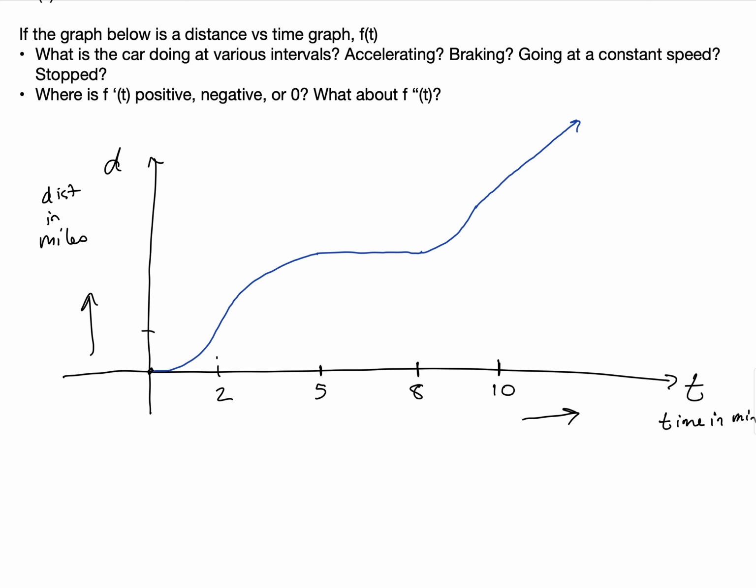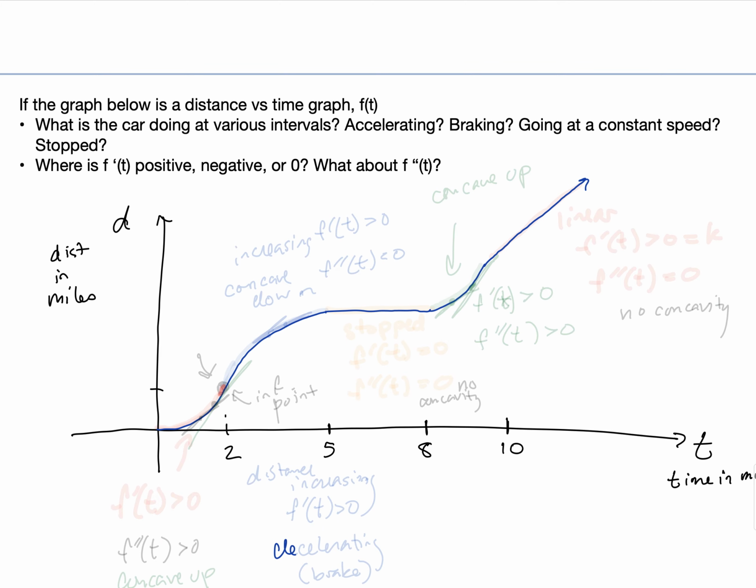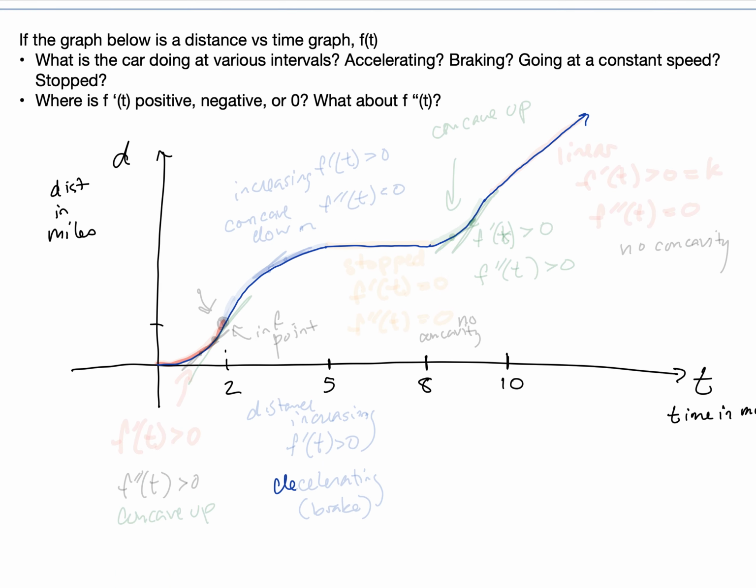All right, so let's think about what this car is doing over various intervals. Let's think about this first interval here. So we see that we're starting at some point at home, the distance is 0, and then we start slowly, and then the distance starts increasing more quickly. So here, f prime of t is greater than 0. The first derivative is increasing.